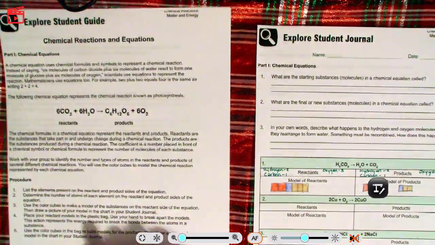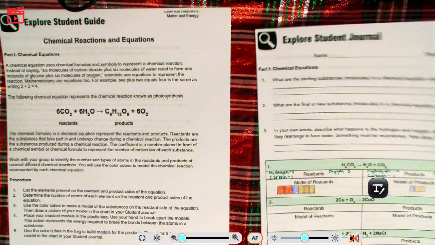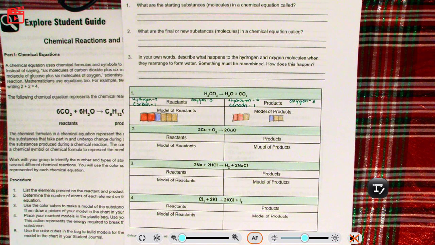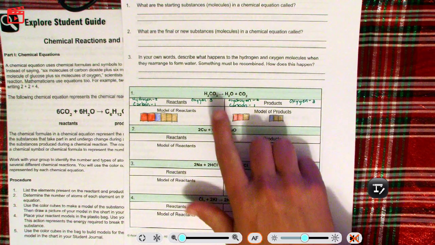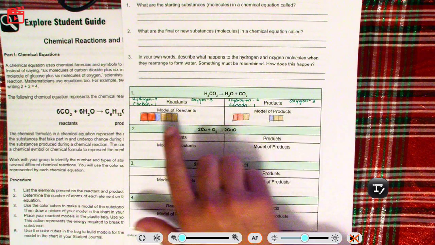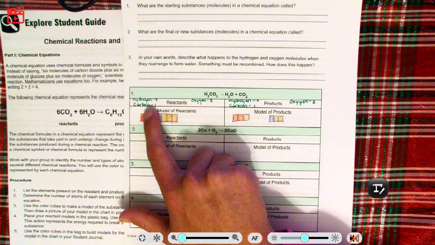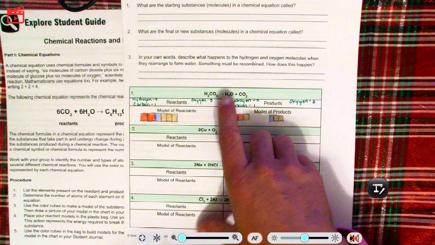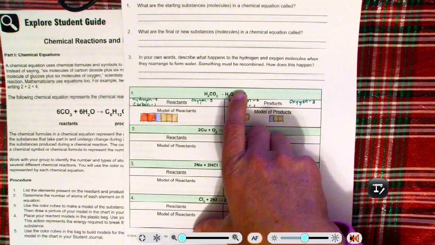Then you get down here to the procedure part. I went ahead and did this first one for you because it tells you to list the elements that are present in the reactants and the product side. You're going to determine the number of atoms of each element, and then you're going to use the cubes that are there to make the molecules. They don't give you a whole lot of room in here, so you're going to have to write really small, but it is very important. When you turn this in, I'm going to mark off if you didn't write out each element that is in each reactant side and each product side.